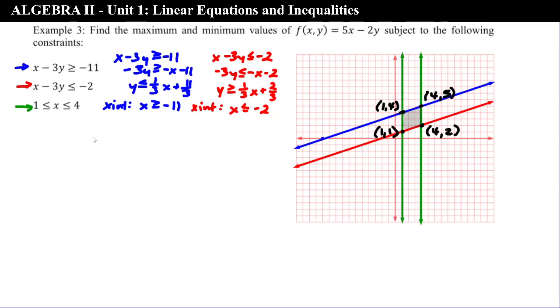So now that we have our 4 corner points, which are not always going to be 4, as you saw in that first example, we had 3 of them. But once we have all of our corner points, we're going to take our objective function and simply plug in those x and y values. Okay, so we have f of (1, 1), f of (1, 4), f of (4, 2), and f of (4, 5).